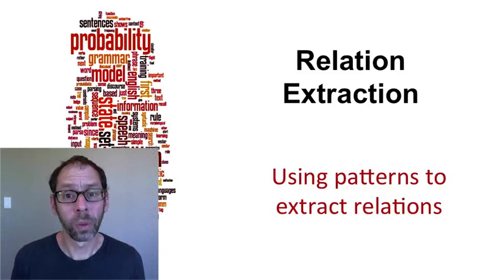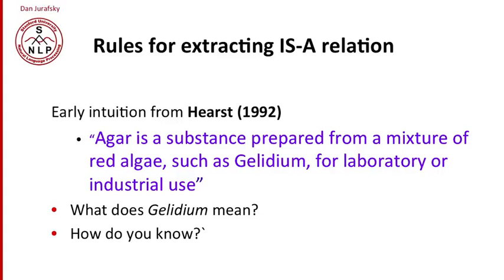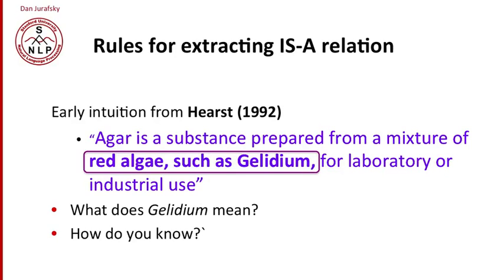Perhaps the simplest way of doing relation extraction is using hand-built patterns. Let's look at the intuition. Here's a sentence. Agar is a substance prepared from a mixture of red algae, such as gelidium, for laboratory or industrial use. Perhaps you, like me, didn't know what the word gelidium meant, but I can learn what it means from this sentence. And the way we know is that we see this phrase, red algae such as gelidium. So that tells us that gelidium is a kind of red algae.